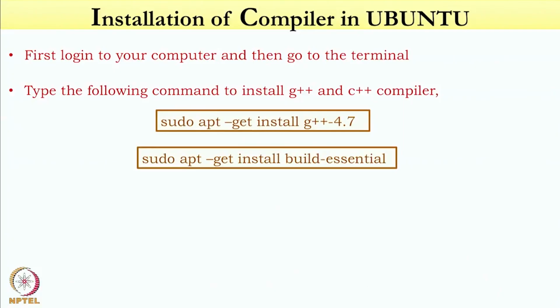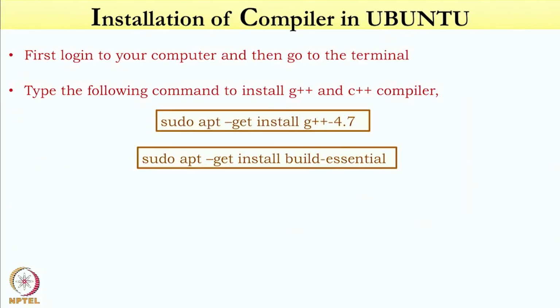So after G++, is there a minus sign there? Yeah, minus 4.7. It's a version. It's the latest version now. So you have to type it. First you log into your remote machine, and then you go to the terminal in Ubuntu, and then you just type sudo apt-get install g++-4.7. So what will this install? It will install the compiler G++.